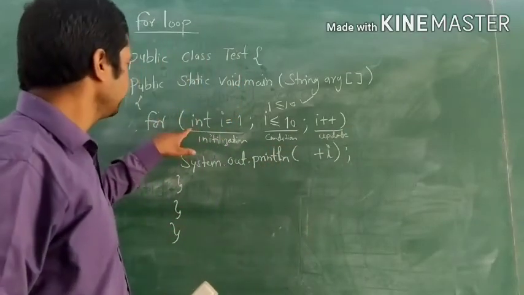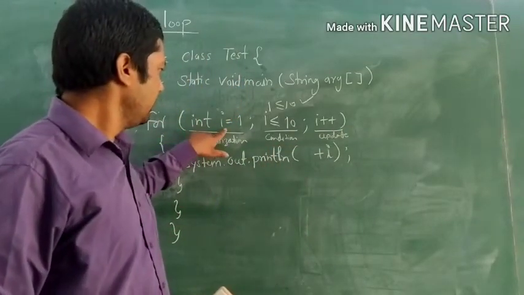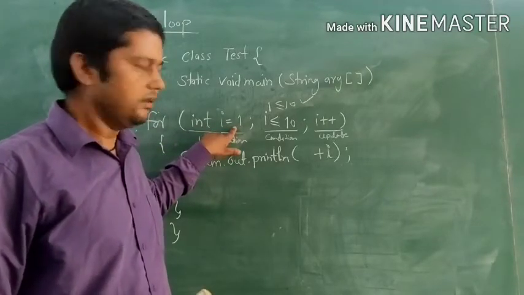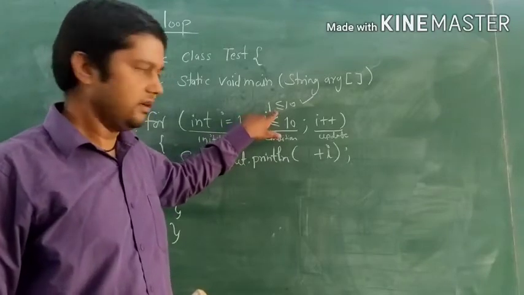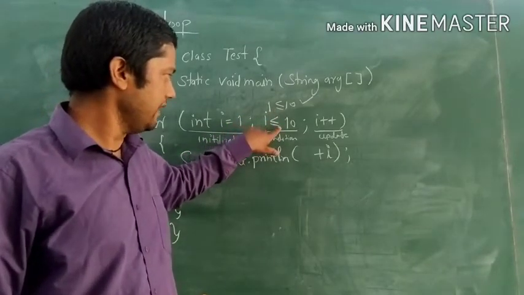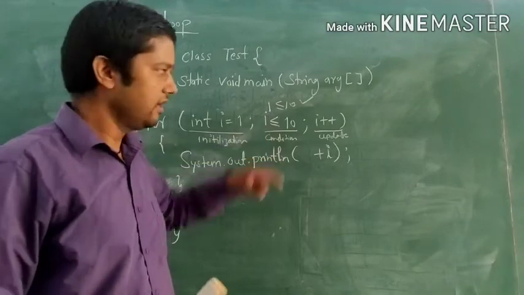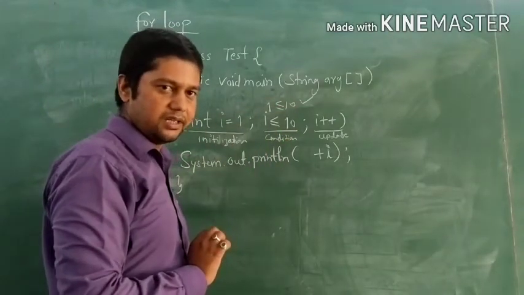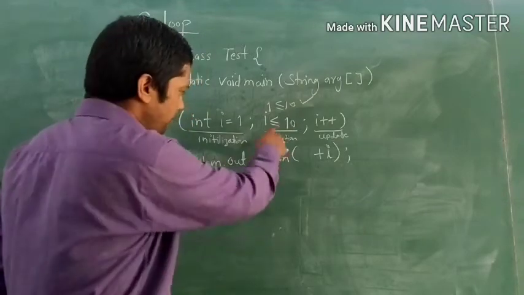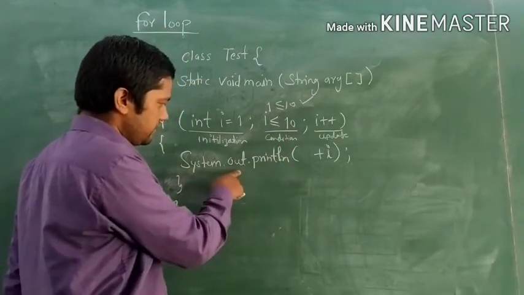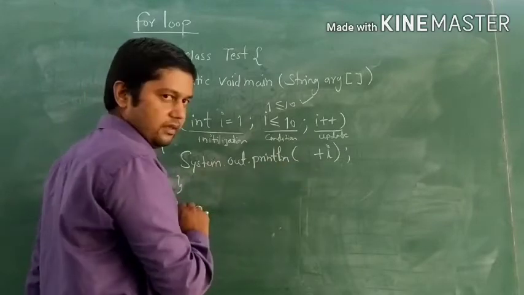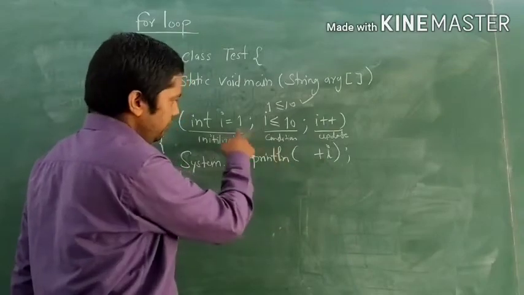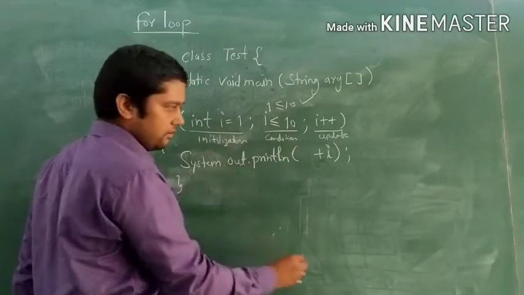So first in the for loop, here i equals 1. The value of variable i is 1. Here i is less than or equal to 10. The condition is i less than or equal to 10. Now we will check: is 1 less than or equal to 10? The condition is true. Now the compiler jumps to System.out.println with i. So the compiler will print the value of i, which is 1.